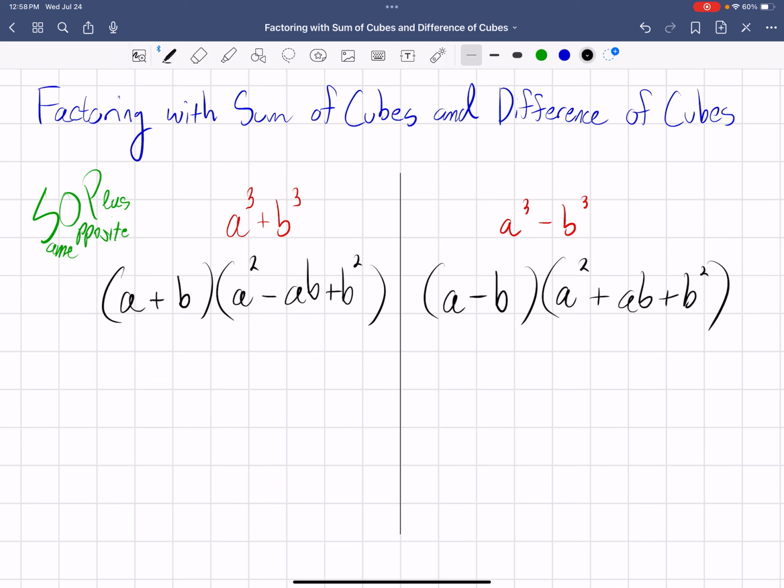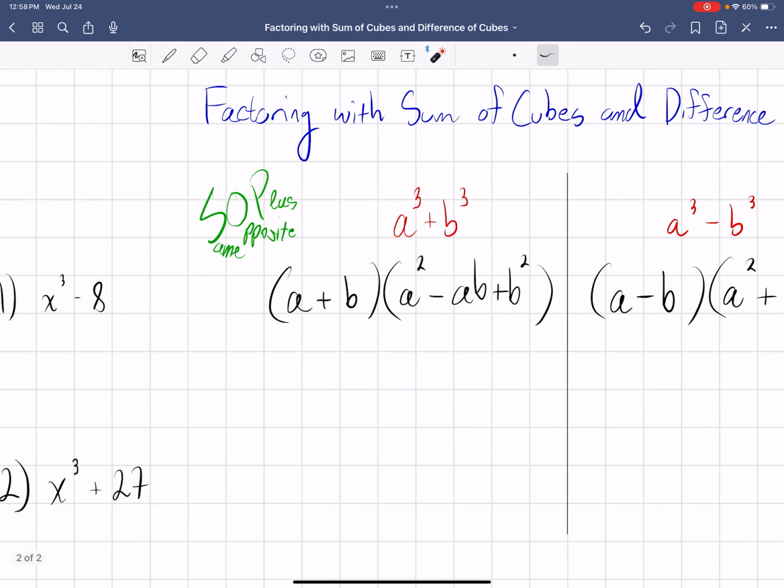And you can see that if you've memorized one, you've really memorized both. They only differ in terms of their signs, and this mnemonic helps you to memorize those. So we'll now look through a few examples where we factor some differences and sums of cubes.